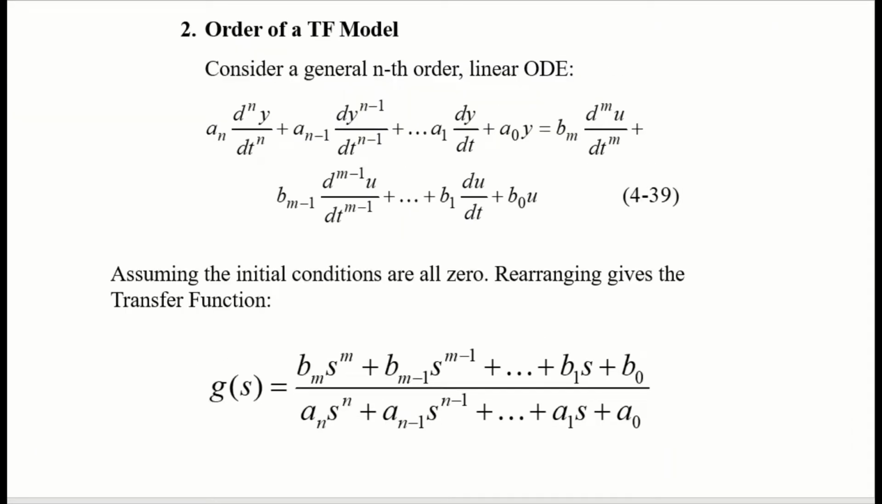For the general case of an nth order polynomial in terms of the output y, and an mth order in terms of the input u, we could replace d^n/dt^n by s^n. We could replace the next term by s^(n-1) and go all the way down until we get to a0. We do the same here. This will become s^m, and then rearrange, and we get a general transfer function of this form.